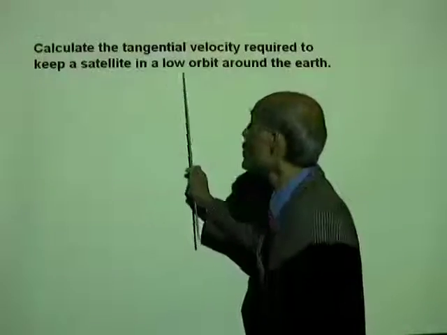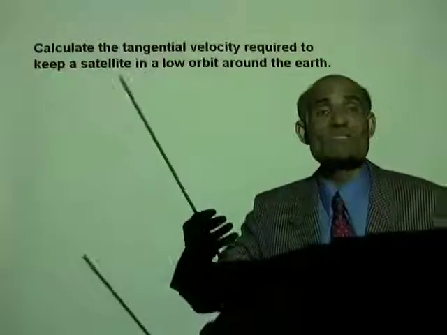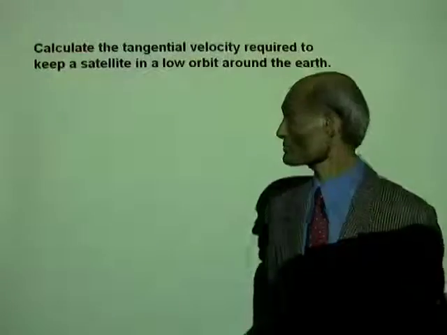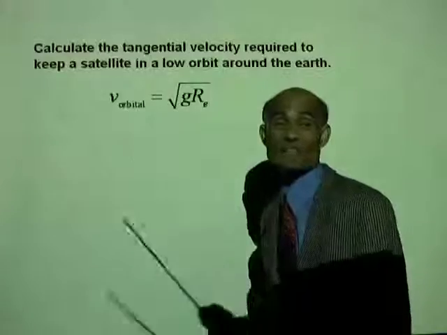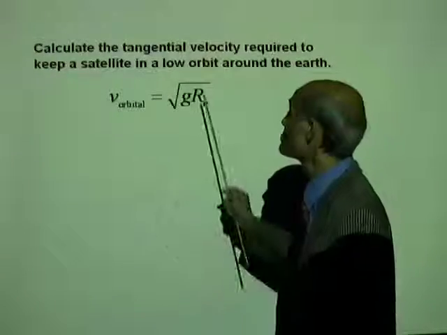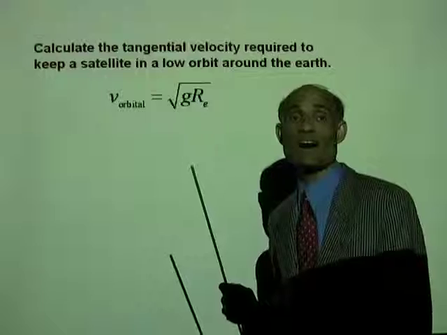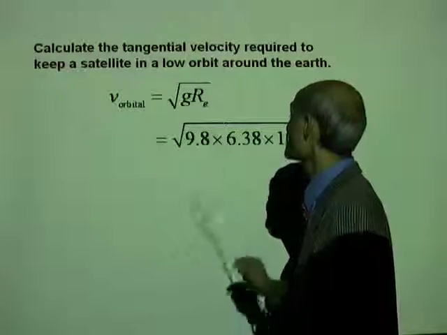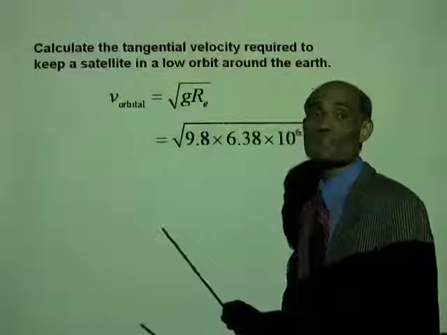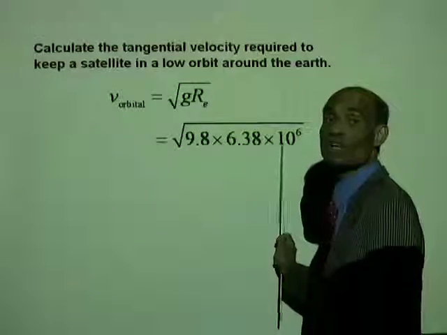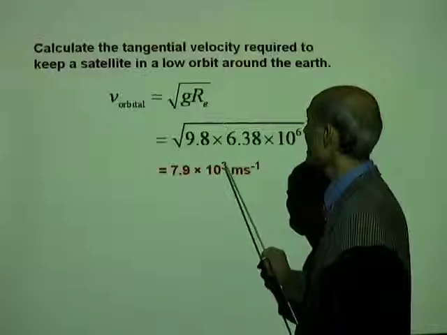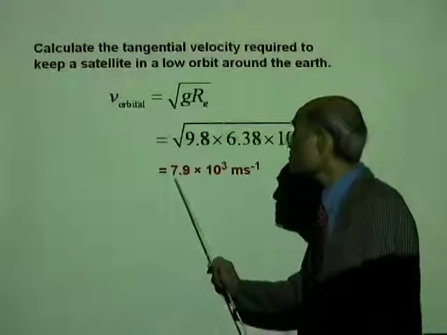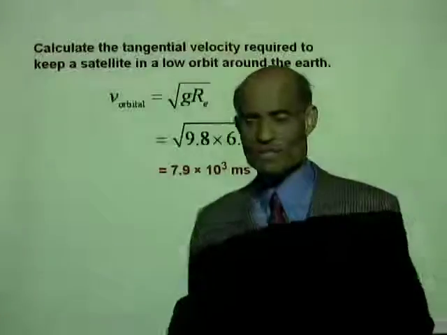You see, look at that low orbit. Low orbit means you can use the radius of the Earth as the distance. Well, we just obtained that equation: v orbital equal to the square root of g RE, and that is the square root of 9.8 times 6.38 times 10 to the 6, that's the radius of the Earth. And that is 7.9 times 10 to the 3 meters per second, which is 7.9 kilometers per second.